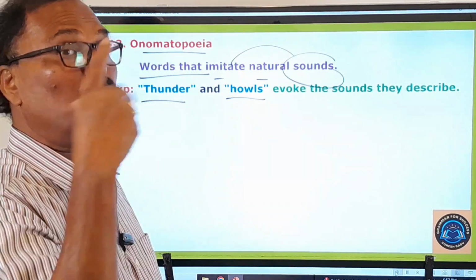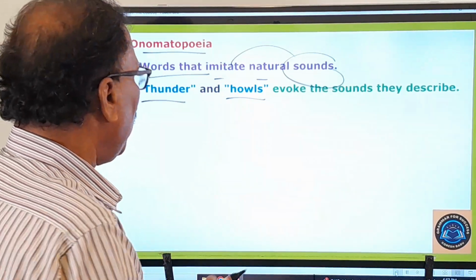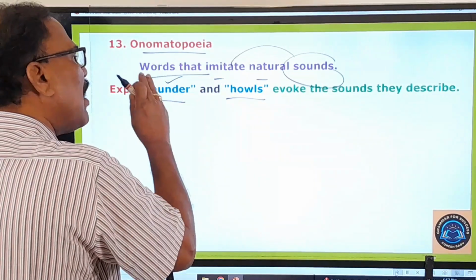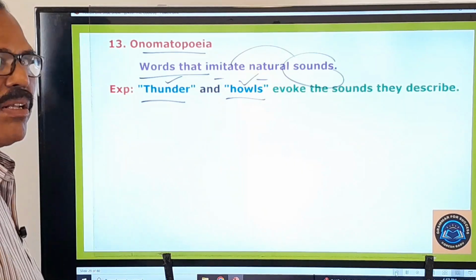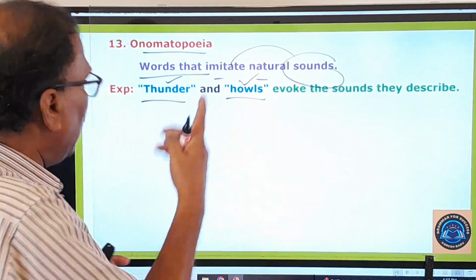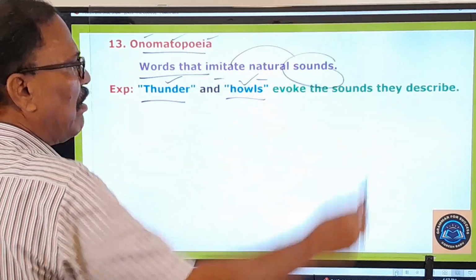Nakkalu oola veita in Telugu you can say. So here howl means oola veita. Here this is a natural sound of the thunder. This is a natural sound of the animal. So when these natural sounds are mimicked or imitated, then that is called onomatopoeia. Right.